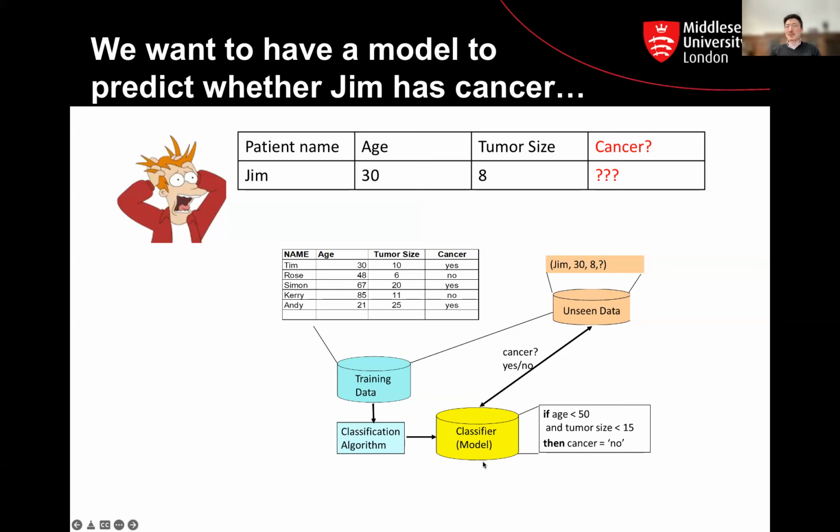It depends on the classifier or the classification method. For example, if it's a decision tree, it will give you some kind of rules. For example, if the age is less than 50 and tumor size is less than 15, then cancer equals no, so that person doesn't have cancer. If it doesn't meet these requirements, that means yes. In this case Jim would meet both criteria, so he doesn't have cancer.